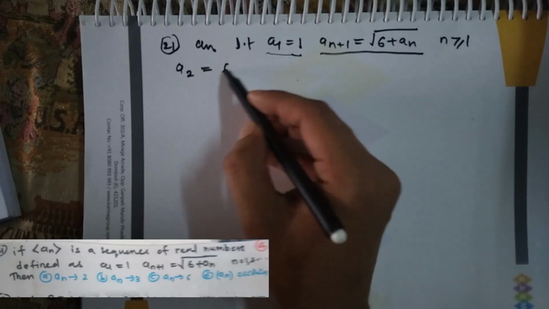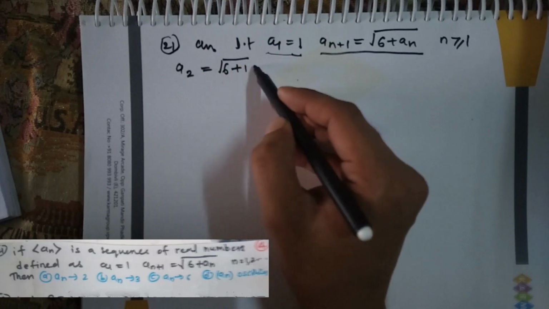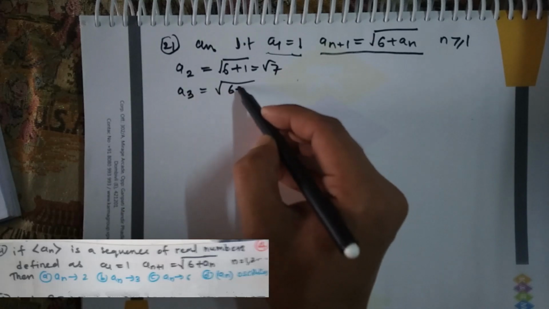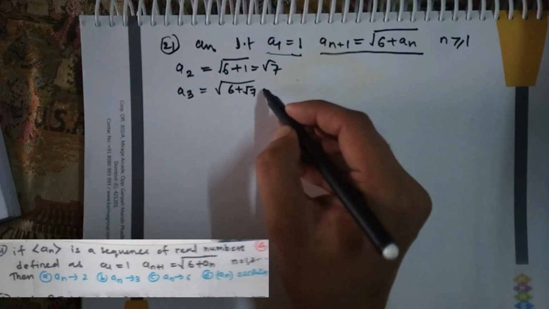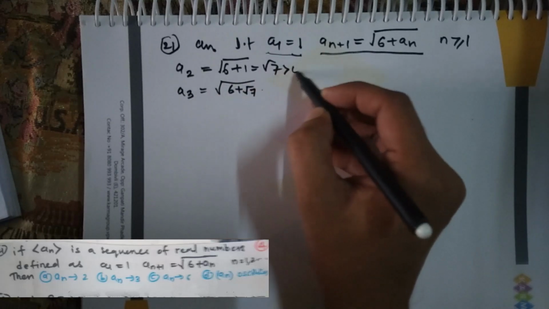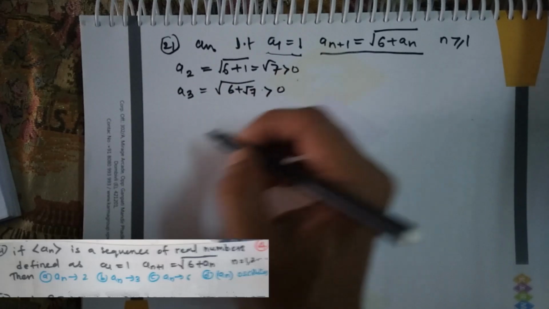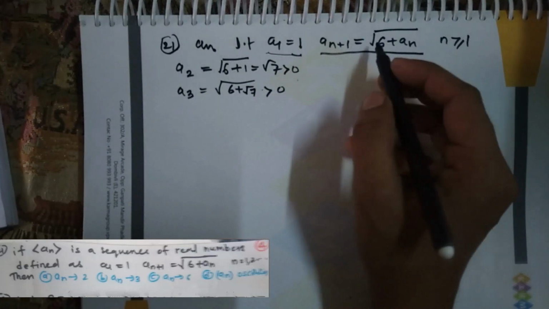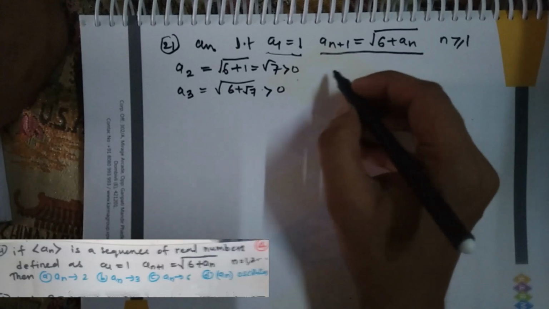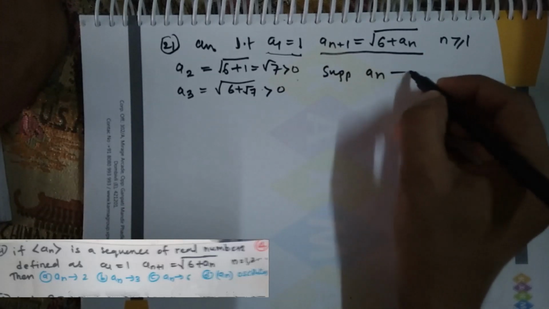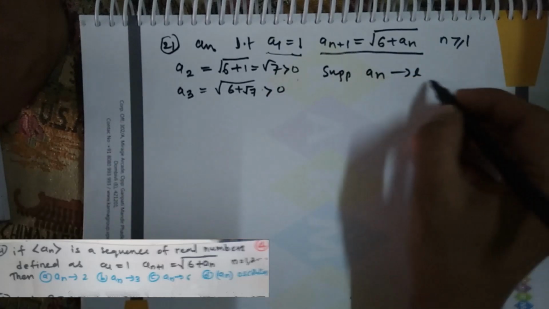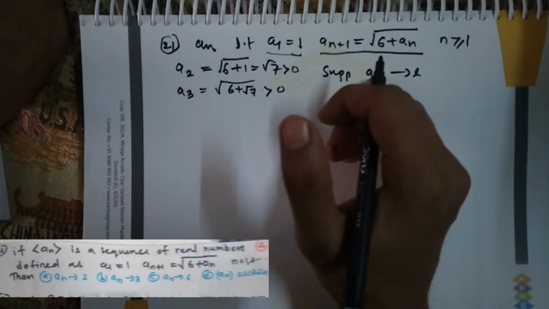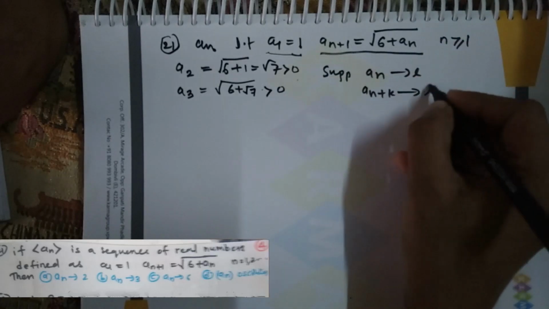So a2 will be root of 6 plus 1, that means root 7. Okay, what will be a3? Root of 6 plus the next term, which will be root 7, and so on. If you look carefully, all the terms of the sequence are positive. Also they are asking about the convergence of this sequence. Where will this sequence a_n converge? Suppose my a_n converges to some limit L. As a_n tends to L, all the terms of the sequence after this a_n will also converge to L.